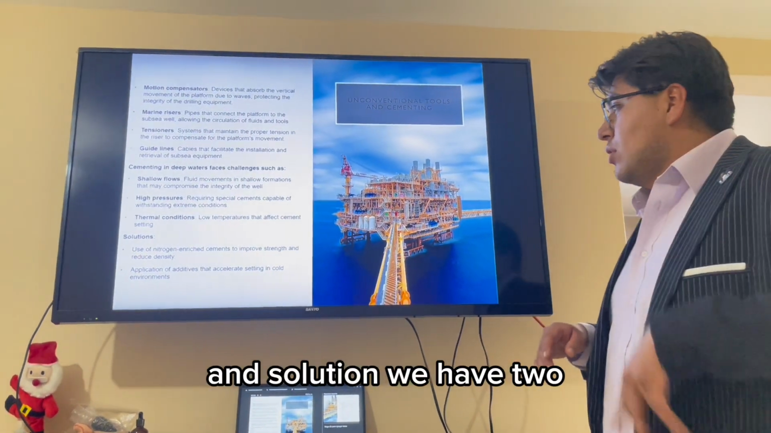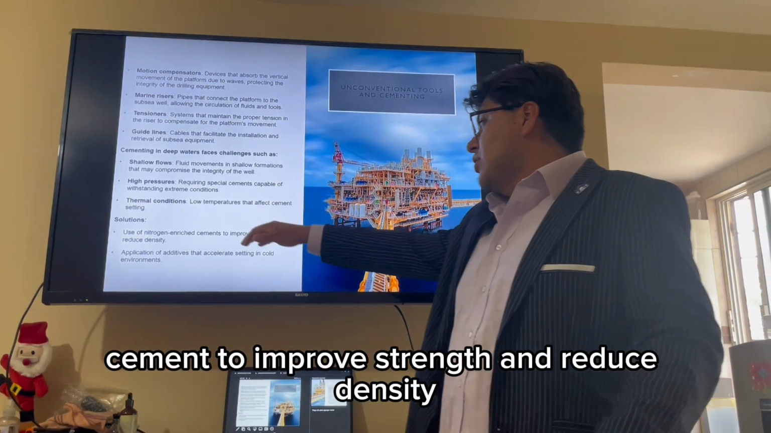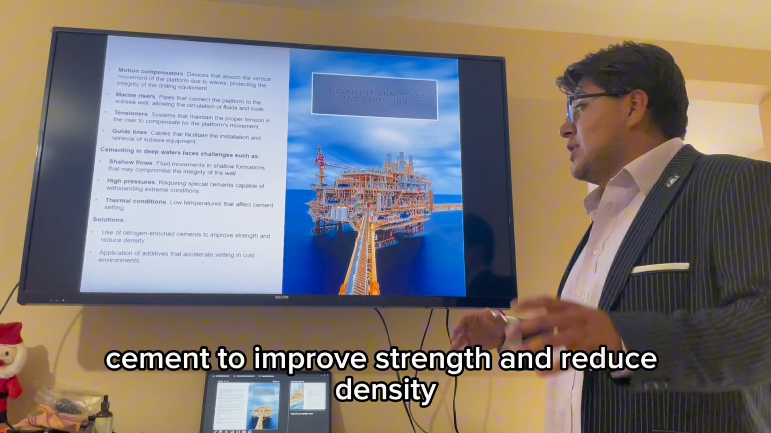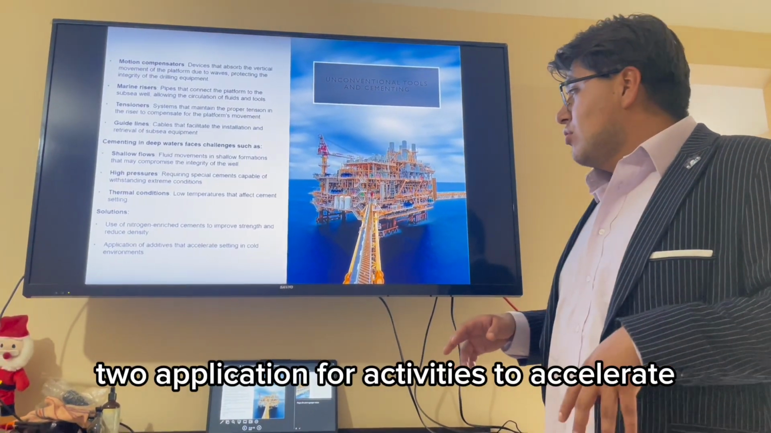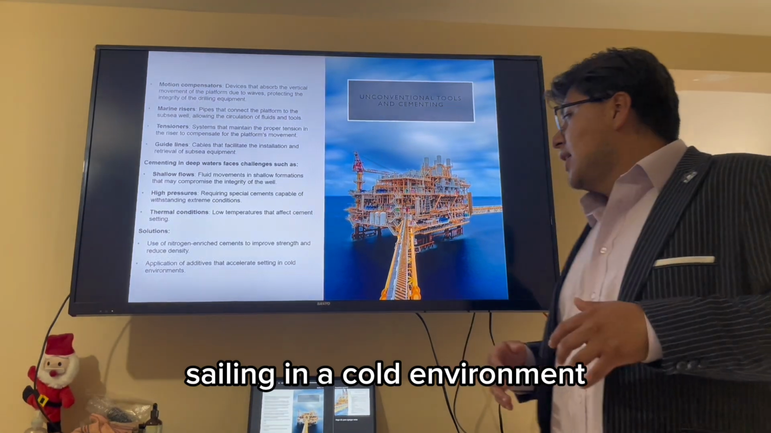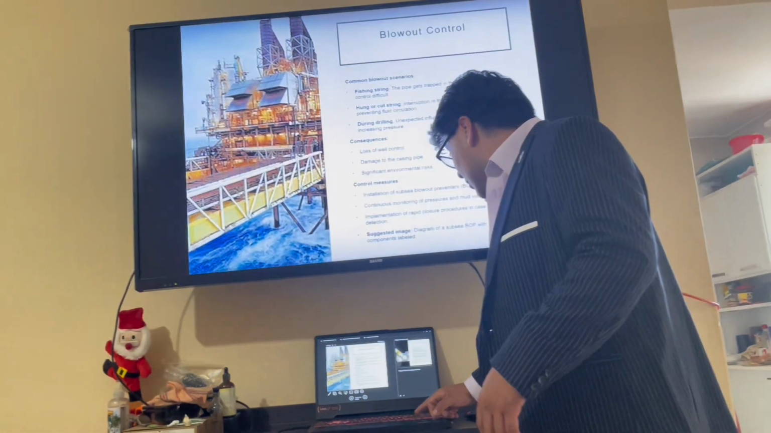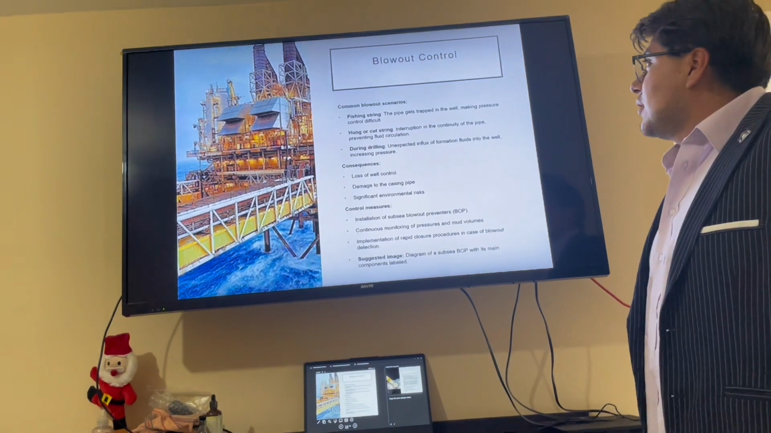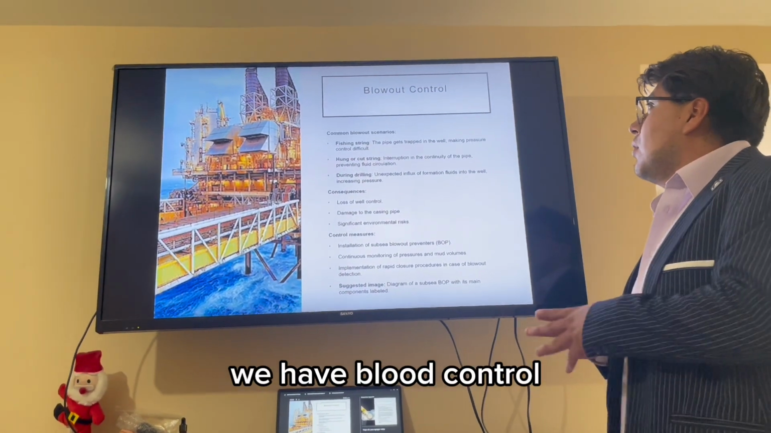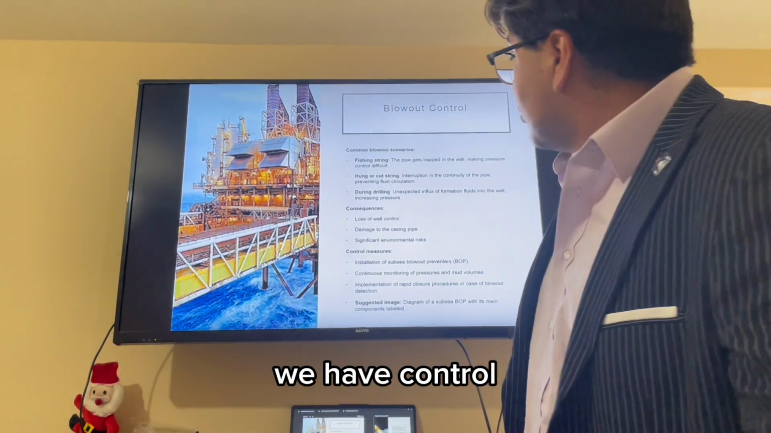Solutions, we have two. The first, use nitrogenated cements to improve strength and reduce density. Two, application of additives to accelerate setting in a cold environment. The second, we have well control.